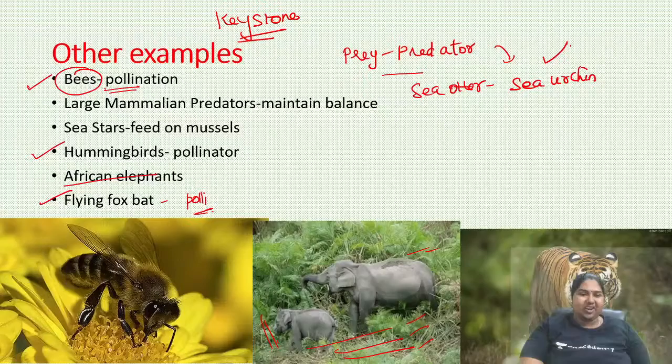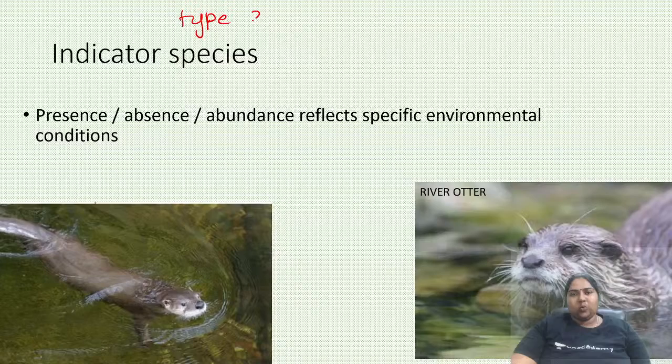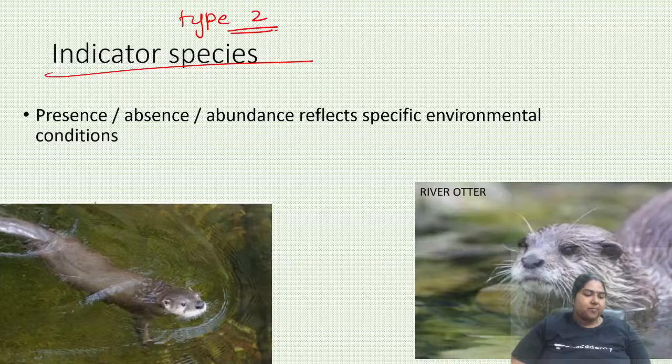Type 2 is what is called indicator species. Oh, Shivangi. Just check out the resolution, guys. I am checking on my mobile too, but it is very clear for me. It is not buffering for me. Maybe you just try to check with that resolution. Alright, good, everyone. Come on.